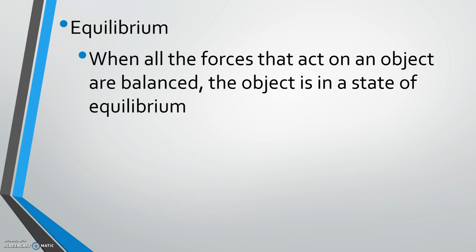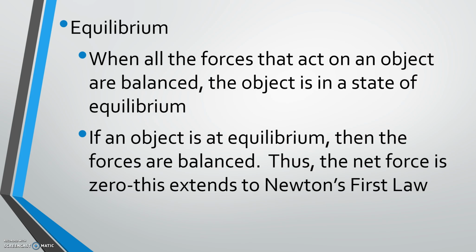When we talk about equilibrium, equilibrium is when all the forces that act on an object are balanced. We say that the object's in equilibrium when this is true. If an object is at equilibrium, then the forces are balanced. Thus, the net force is 0, and that helps to explain Newton's first law. If an object is at rest and the net force is 0, it's going to stay at rest. If an object's in motion and its net force is 0, it will stay in motion at a constant velocity.